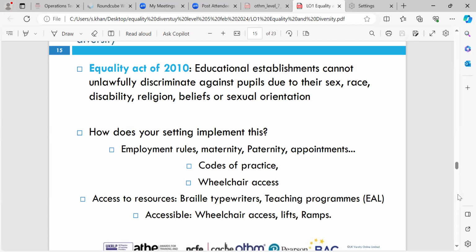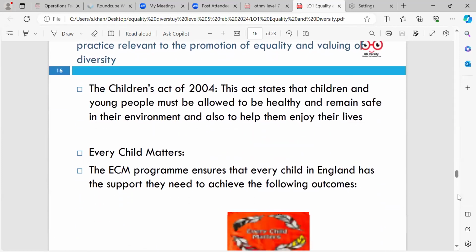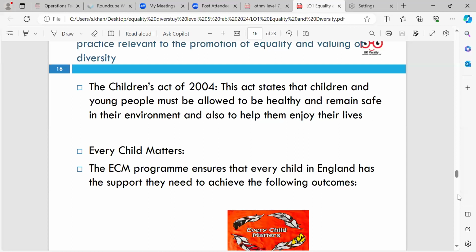Employment rules, maternity, as you said, codes of practice, wheelchair access for students that have a disability, access for students that need Braille, teaching programs for students that need support with English learning, and wheelchair access, lifts and ramps. If we don't provide something like that, then it would be identified as a form of discrimination. The Children's Act states that young children must be allowed to be healthy and remain safe in their environment, and also to help them enjoy their lives. And it's to promote early intervention for children. What do you think the whole point of this act is?